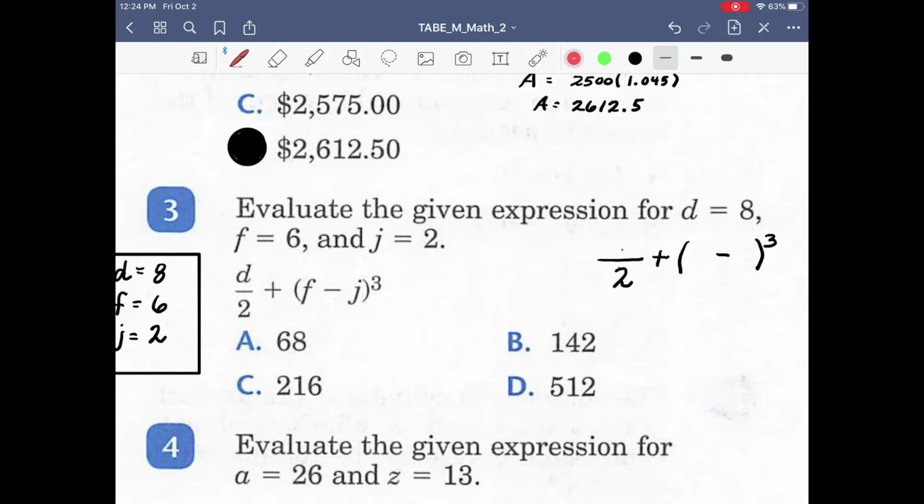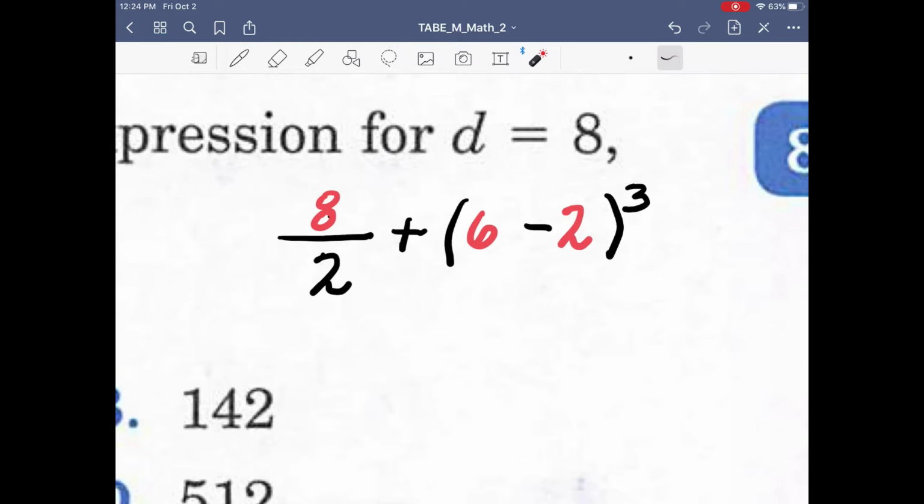So let's substitute. D is 8. F is 6. J is 2. So I just put these variables into that expression. And then we need to evaluate the expression. You always want to do parentheses first. So we have 6 minus 2 is 4 to the third power.